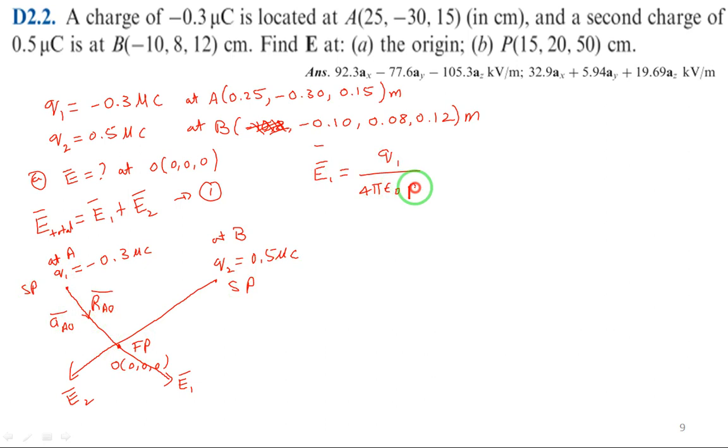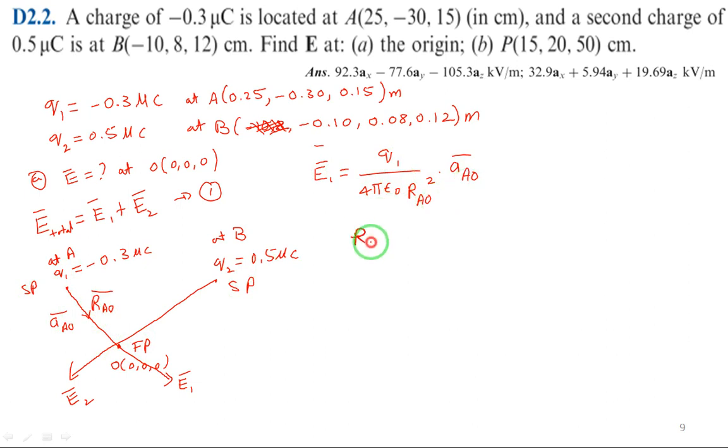The distance is RAO square into the unit vector AAO. Is it clear? Okay, we'll try to solve it. If there are any common things I can do it later, but let it be. Q1 by, okay, let it be. E1 I will find out. There are no common things, so let me do it separately.